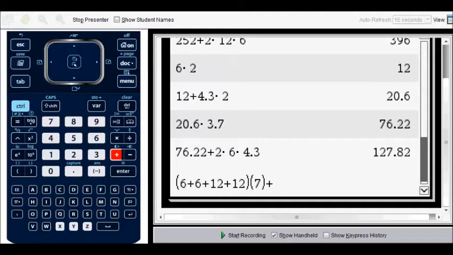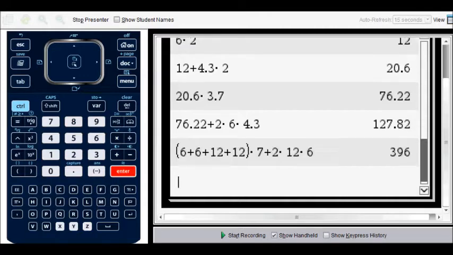And then plus 2 times the area of the base. So 2 times the area of the base, and our base area was 12 times 6 because it's length times width. And now that we got this all put in, we're just going to hit enter. And it gives me an even number of 396. So we don't even have to round on this one. So let's go ahead and go back to it and write our answer down.